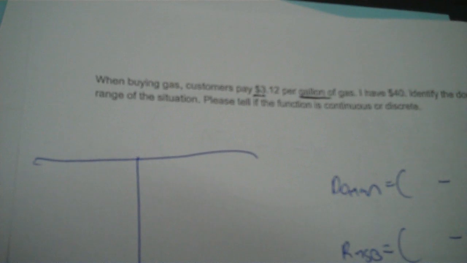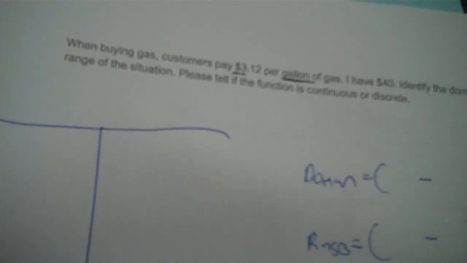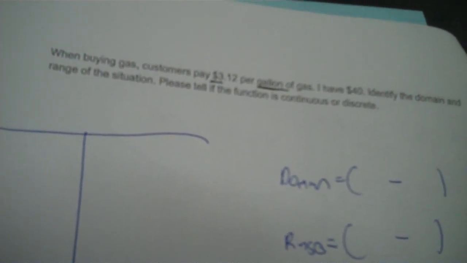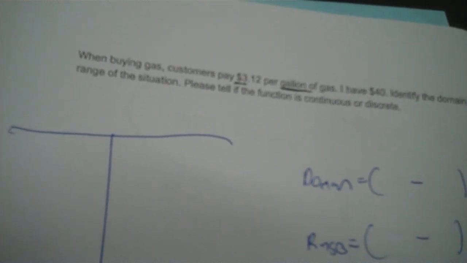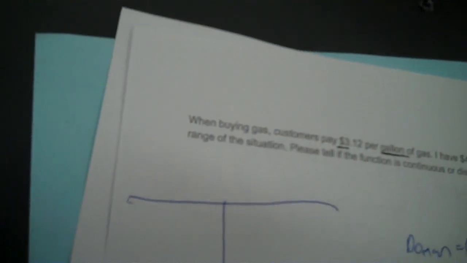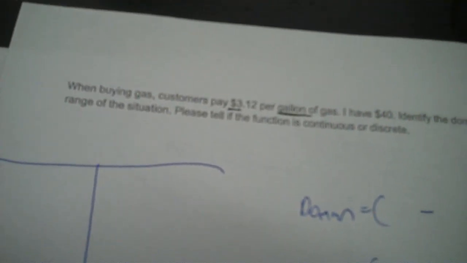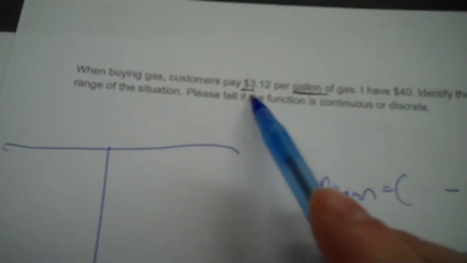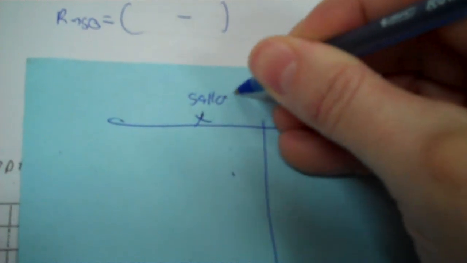So when buying gas, customers pay $3.12 per gallon of gas. I have $40. Identify the domain and range of the situation. Tell if the function is continuous or discrete. So I'm actually going to do my table on this blue sheet of scratch paper. It's got to be kind of a big table. So x, y. And x is time, but I don't have time, but I know x can't be the dollars. So y has to be the dollars and x has to be the gallons.